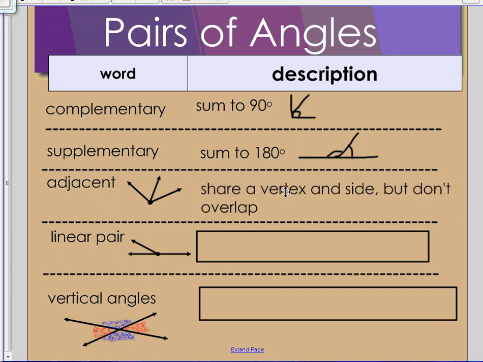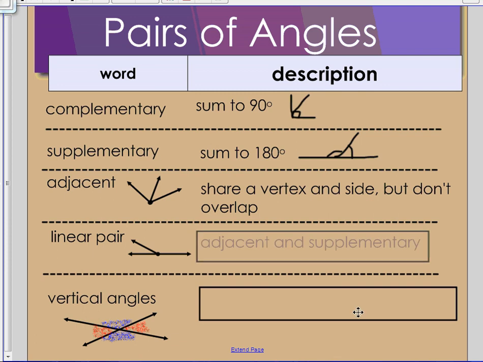All right, the next kind is adjacent. Adjacent angles just share a vertex and a side, but they do not overlap. So just like this picture included right here, okay? They're basically just next to each other. Adjacent means next to usually, so that's where they get it from.